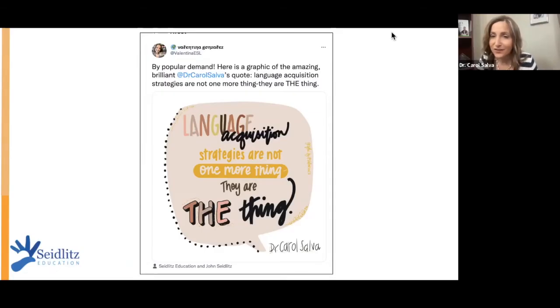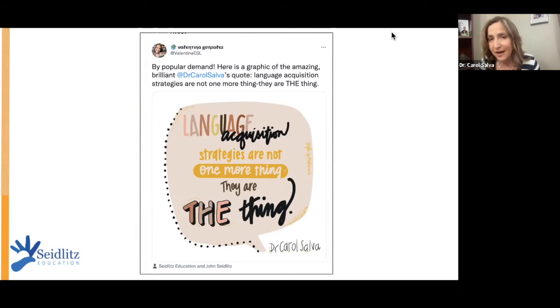And at some point I said, language acquisition strategies are not one more thing. They are the thing. If I'm becoming a teacher, if I'm a brand new teacher, even if I have 0 language learners, if someone shows me language acquisition strategies, that is my pedagogy. It's beyond just good for everyone. It's what makes test scores go up, because it is tier 1 instruction.